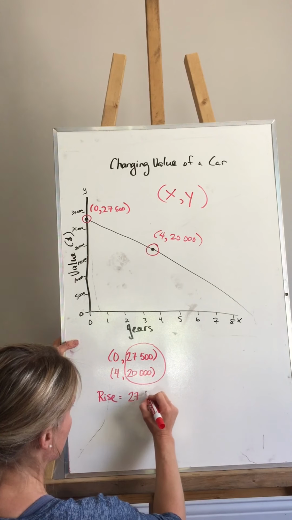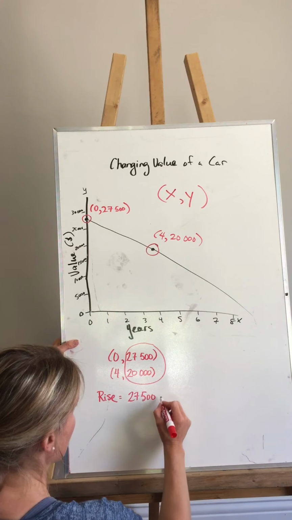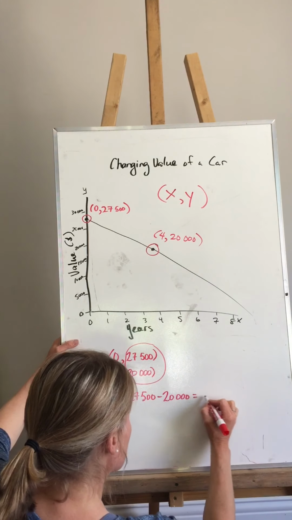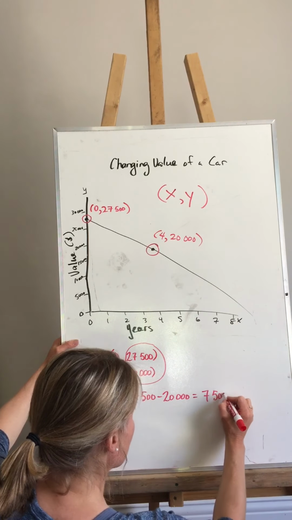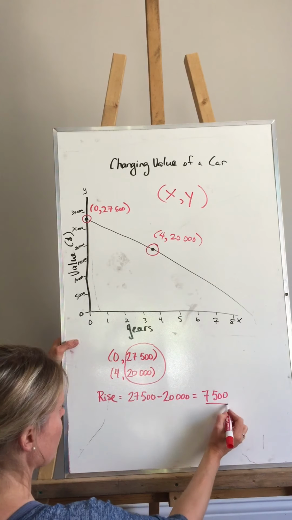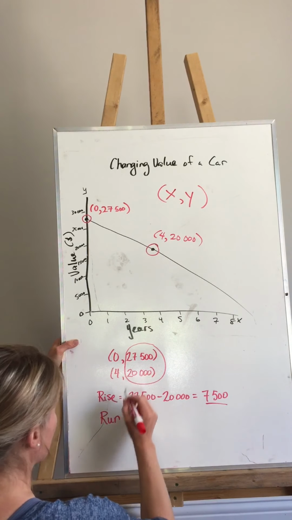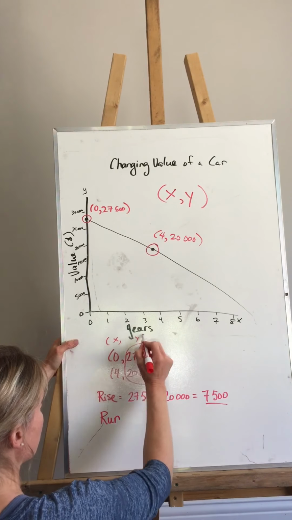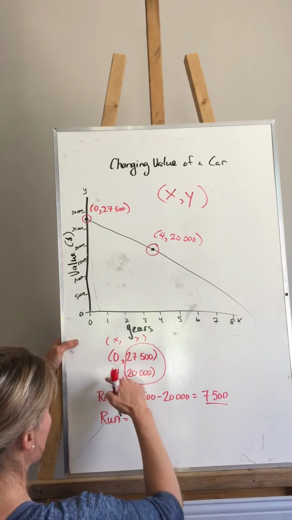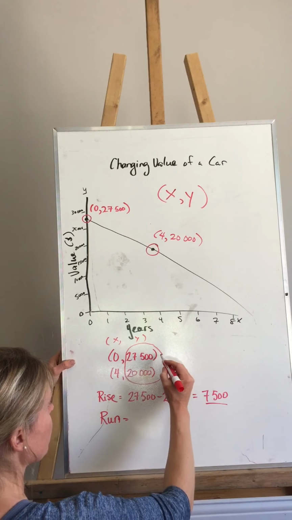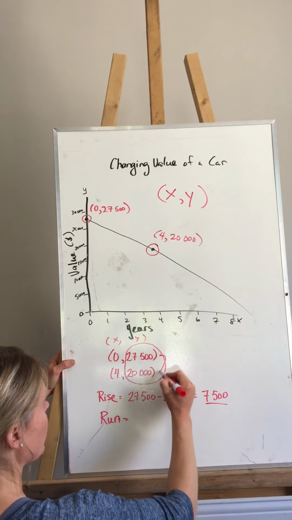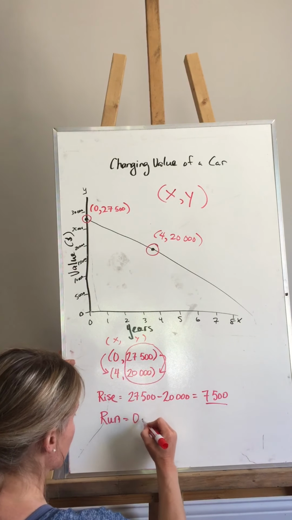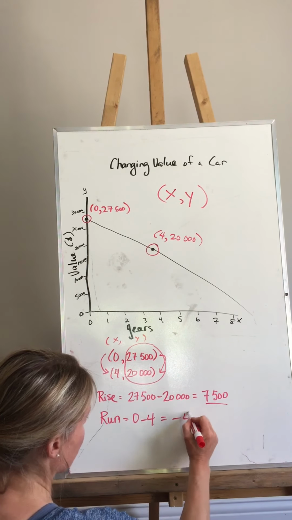So 27,500 minus 20,000. So that's going to leave you with 7,500. Okay, so that's my rise. My run is going to be the difference in my x coordinates. And I recall that I need to go in the same order. Here I went point 1 minus point 2. Here I have to go point 1 minus point 2. So that would be 0 minus 4, which is negative 4.